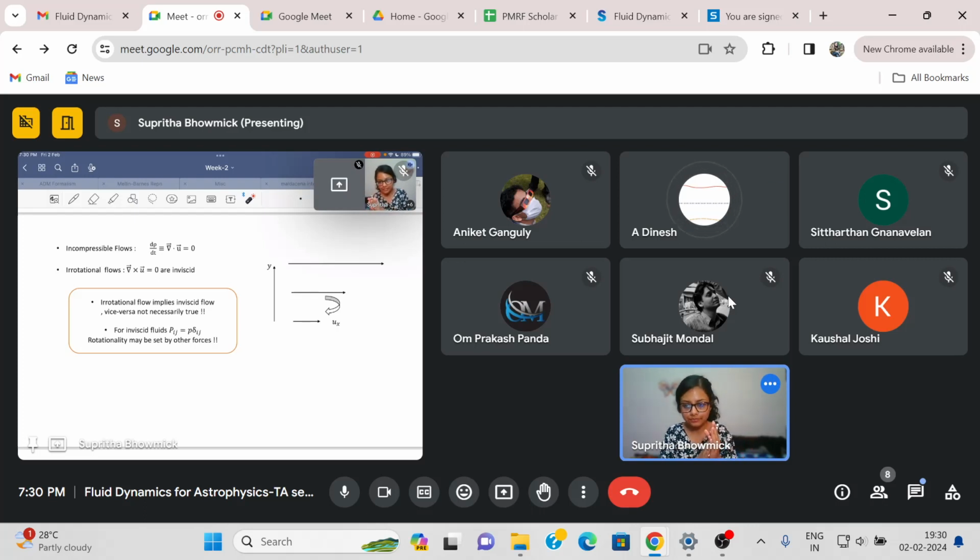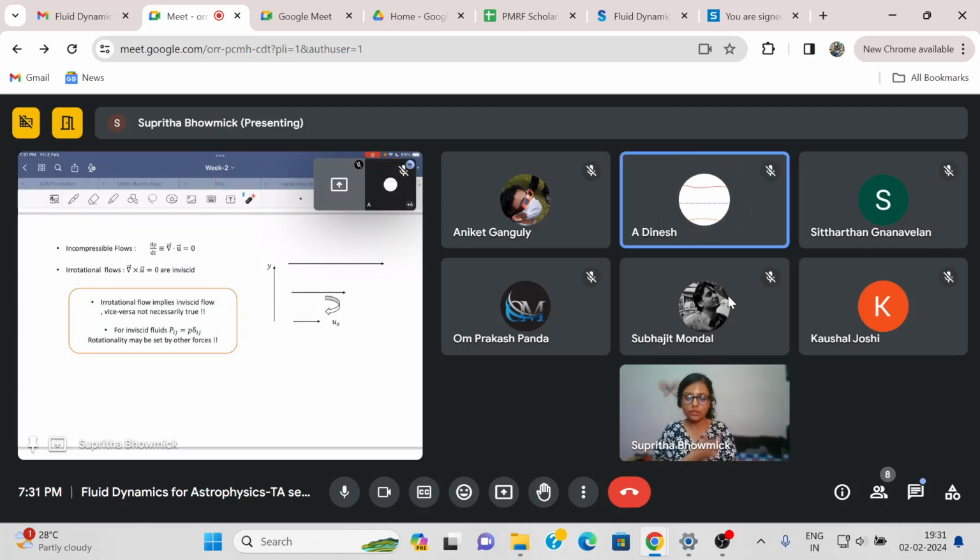But all I'm trying to say is, from this simple argument, if a fluid is viscous, it has to have rotational flow. If it is irrotational, it cannot be a viscous fluid. It has to be an ideal fluid. But if it is an ideal fluid, it's not necessary that the flow has to be irrotational. It can be rotational as well. That's it.